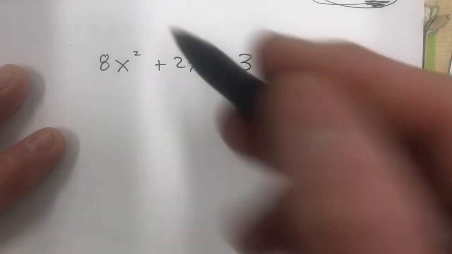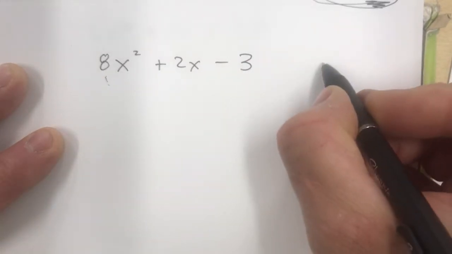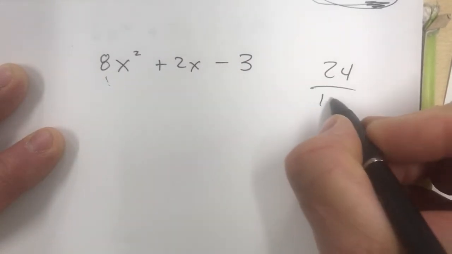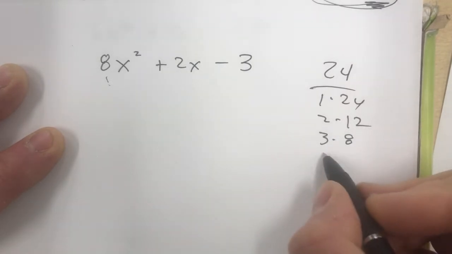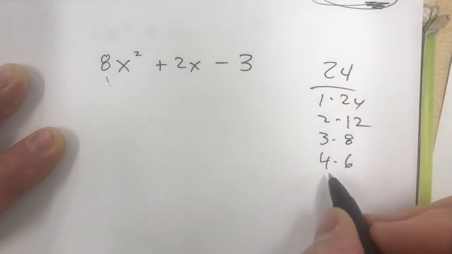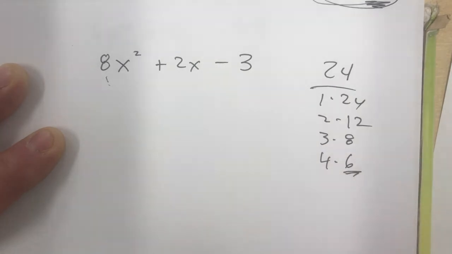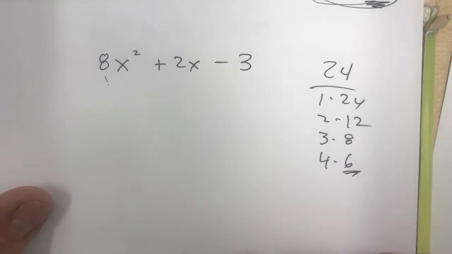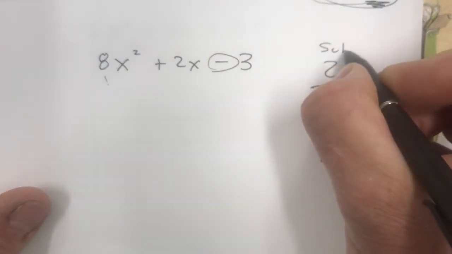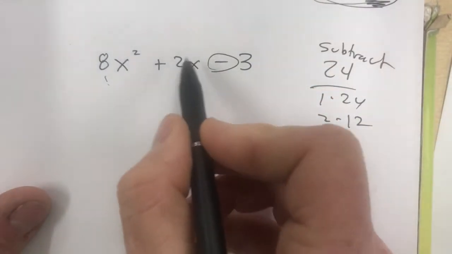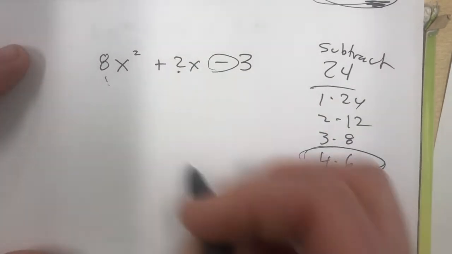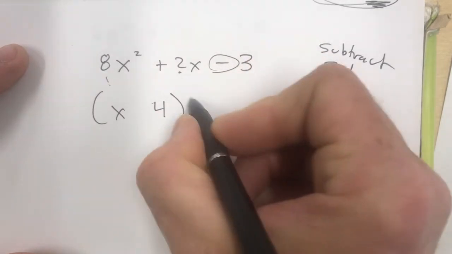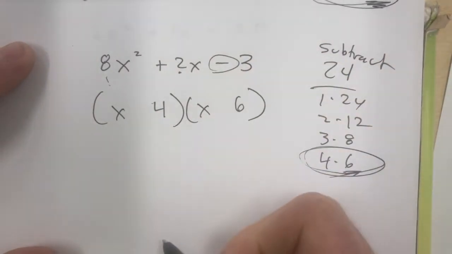Let's try this one. 8 times 3 is 24. Okay, 24 divided by 1, 24 divided by 2, 24 divided by 3, 24 divided by 4, 24 divided by 5 is a decimal, 6 is over there. So that's it. Now, can you see where we need to go? I need to subtract and get 2. Well, right there, 4 and 6. All right, x and 4, x and 6.